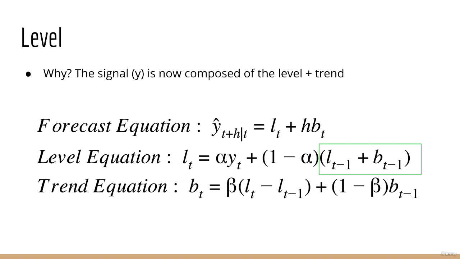But since this is just one step ahead, h equals 1, and so the value of our prediction is just L plus B, or more specifically, L at t minus 1 plus B at t minus 1. So that concludes how to update the level. It is still exponential smoothing on the input signal y of t, using L of t minus 1 plus B of t minus 1 as the previous smoothed value.